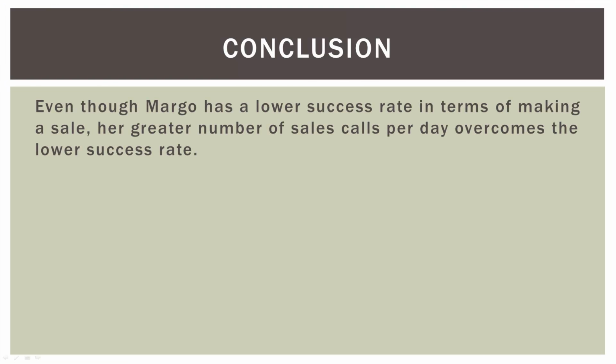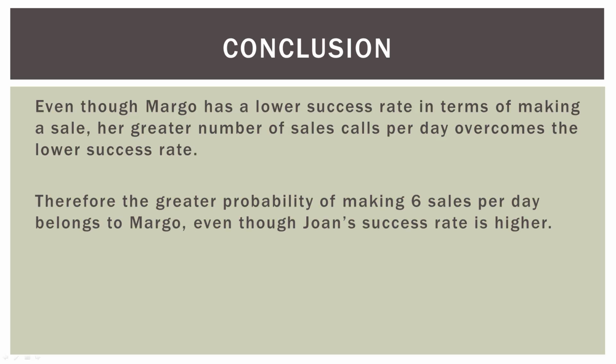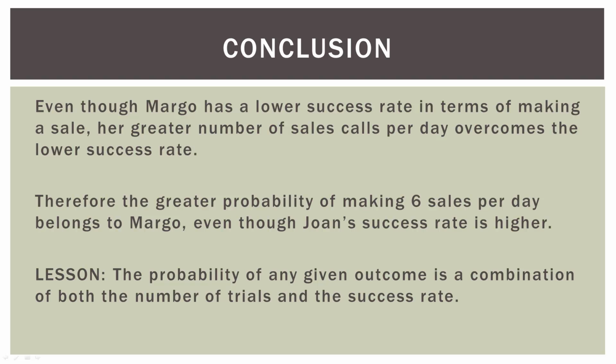Okay, so just remember, even though Margot has a lower success rate in terms of making a sale, her greater number of sales calls per day overcomes the lower success rate when we're looking at 6 successes. Therefore, the greater probability of making 6 sales per day belongs to Margot, even though Joan's success rate is higher. So the lesson is that the probability of any given outcome in this binomial distribution is a combination of both the number of trials and the success rate. So we'll keep that in mind as we do more problems involving the binomial distribution.